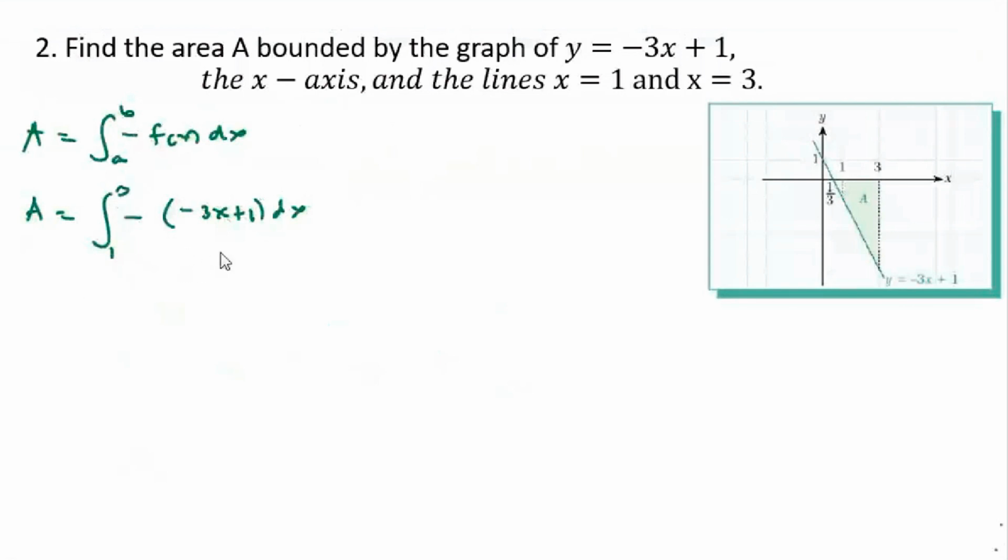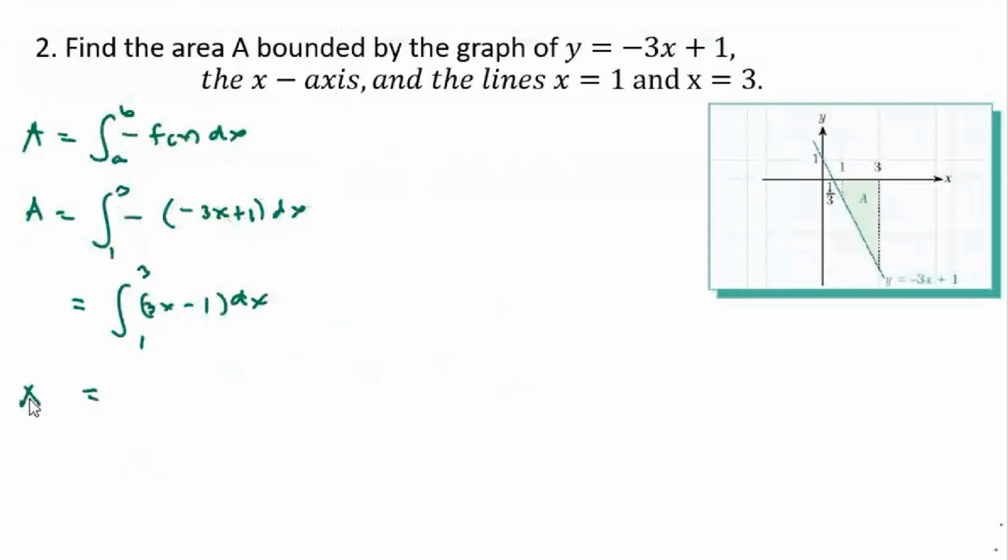Simplifying first the integrand by using the distributive property, we have the integral of 3x minus 1 dx evaluated from 1 to 3.